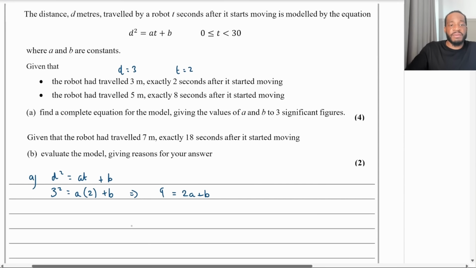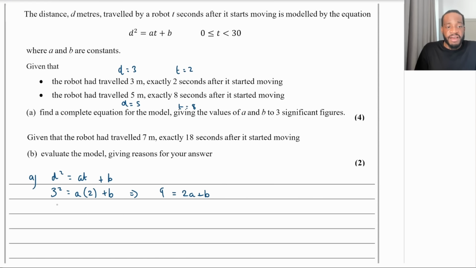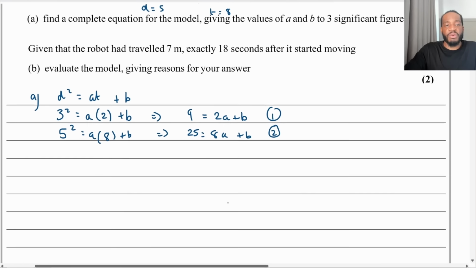Second equation, this is d equals 5. This is t equals 8. So the second equation is going to be 5 squared is equal to a lots of 8 plus b. That tells me that 5 squared is 25. So 25 is going to equal 8a plus b. Okay, so we've got equation 1, we've got equation 2. We can just solve these simultaneously to figure out what a and b are.